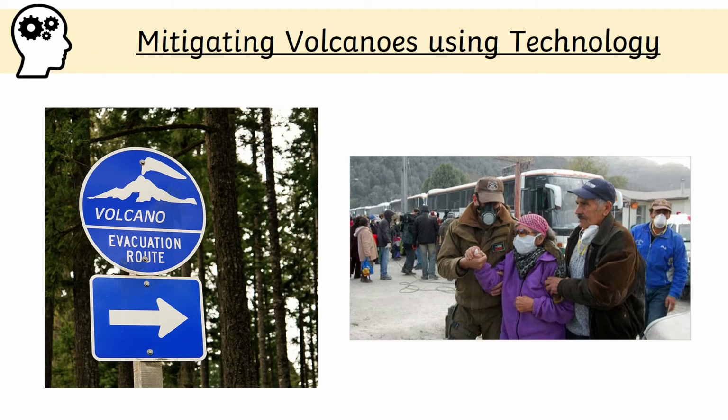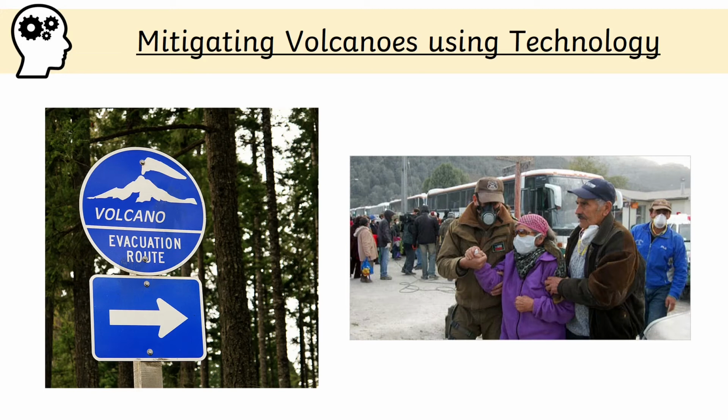Volcanoes are not just monitored before an eruption, they are also monitored during the eruption, which helps authorities respond appropriately. For example, evacuation zones can be extended if the eruption becomes more violent. Ash clouds that can damage aircraft can be tracked using satellite imagery, which means that flights can be diverted or cancelled, so passengers aren't put at risk.